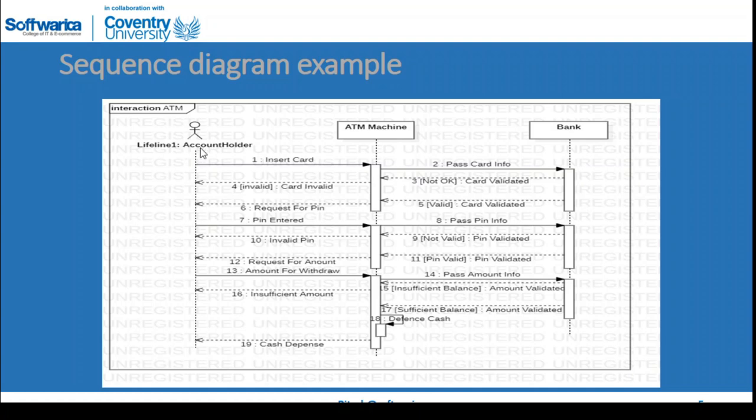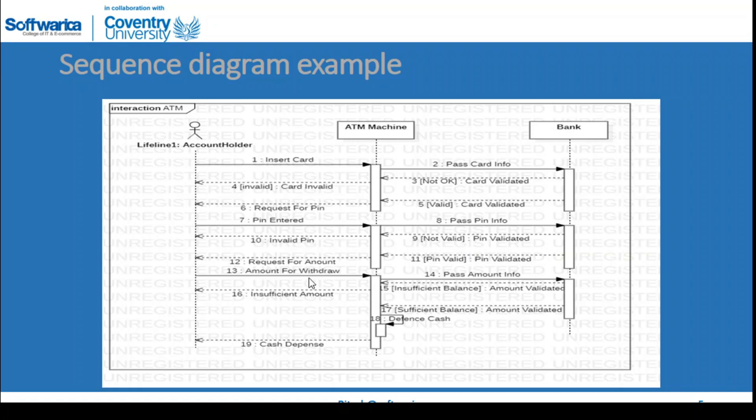In this slide, the account holder is an actor. The account holder inserts a card, and the card information is passed to the ATM machine. The ATM machine passes the information to the bank, and the bank validates it. If the card is valid, then it is okay. Otherwise, if it is not valid, it gives one of two messages. If the card is validated by the bank and is okay, it returns back to the user. Otherwise, if it is not okay, it shows the message invalid.